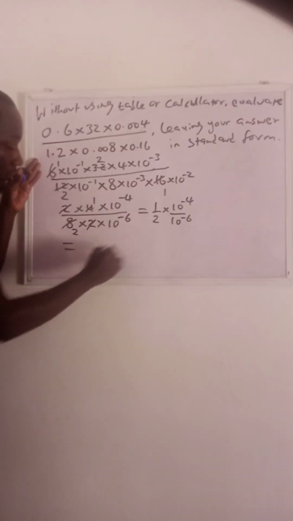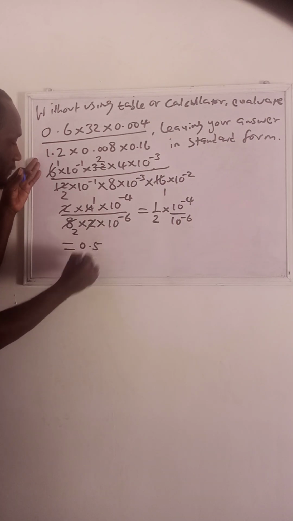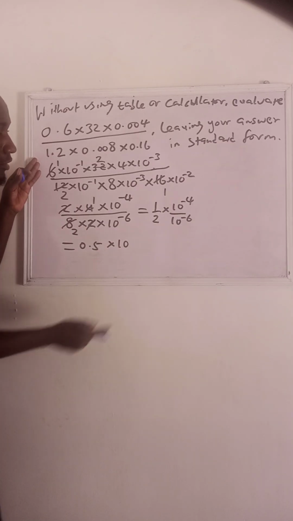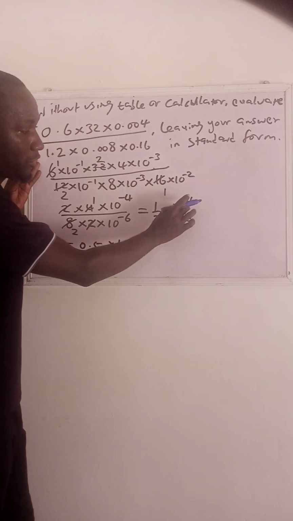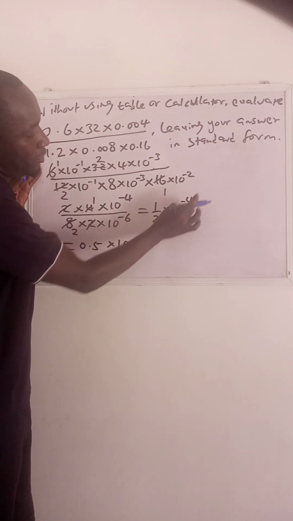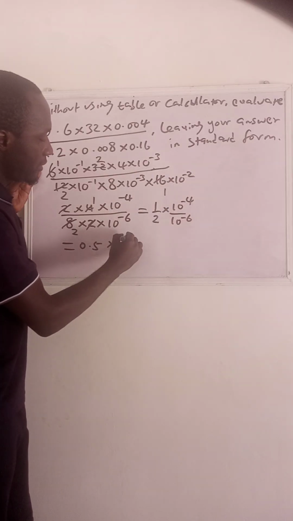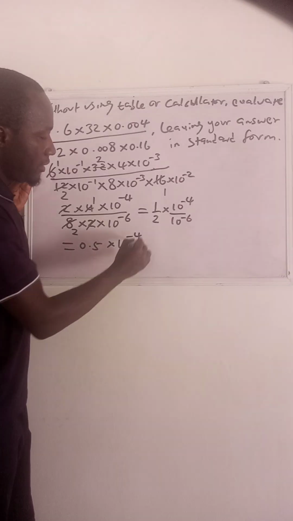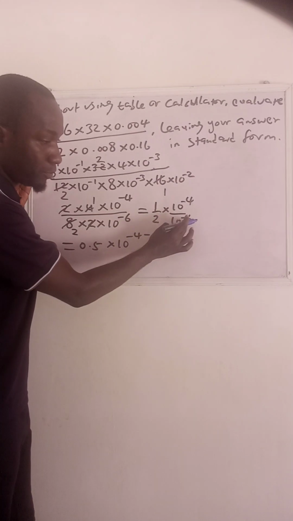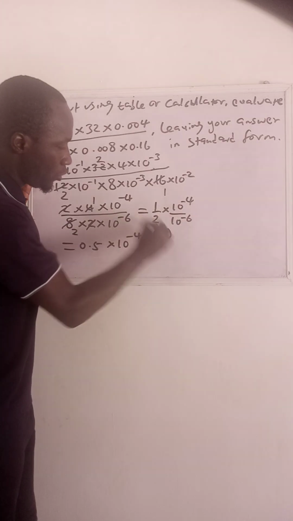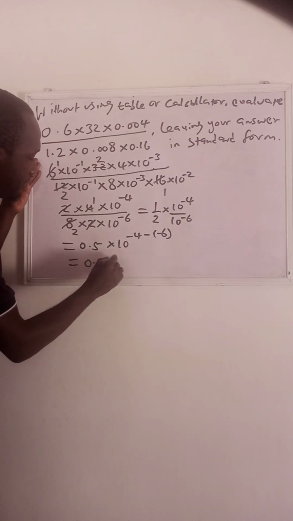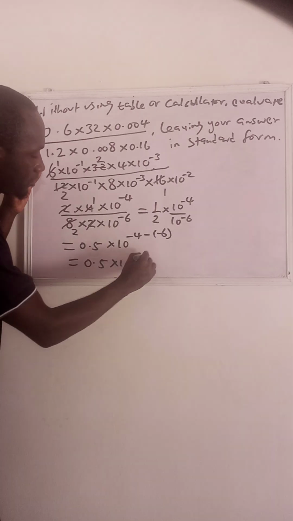And 1 over 2 is the same thing as 0.5. Then times 10 raised to the power. According to indices, when you have division, you will simply subtract the power. So you have 10 raised to minus 4 divided by 10 raised to minus 6. That means we have minus 4 here. Then since it's division, we subtract the power. And this power is having a negative, that means we enclose it in the bracket. So now I have this to be equal to 0.5 times 10 raised to the power of minus 4.